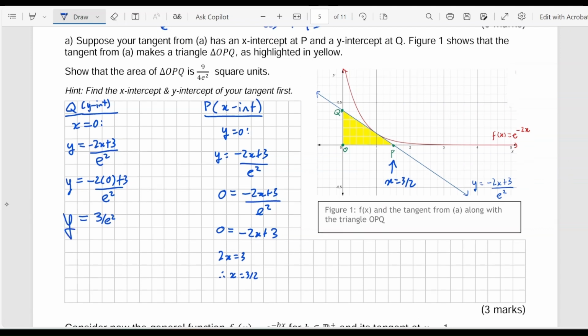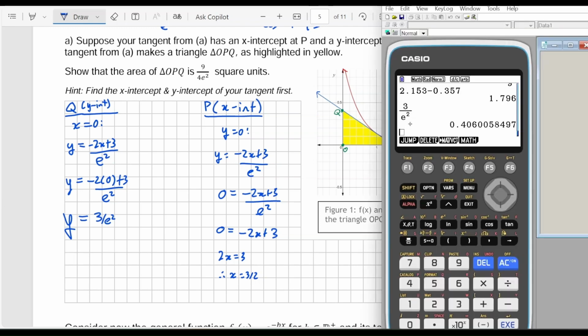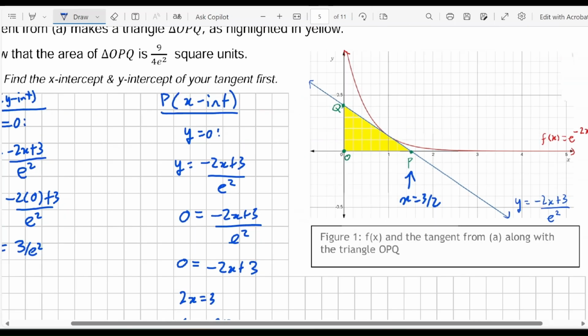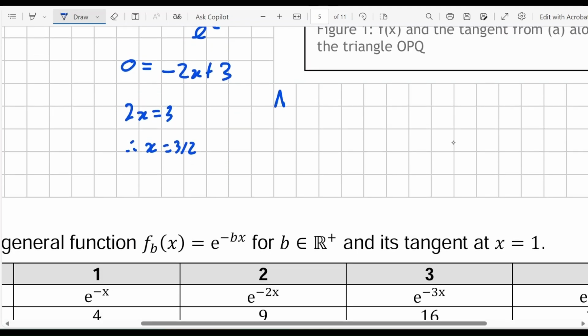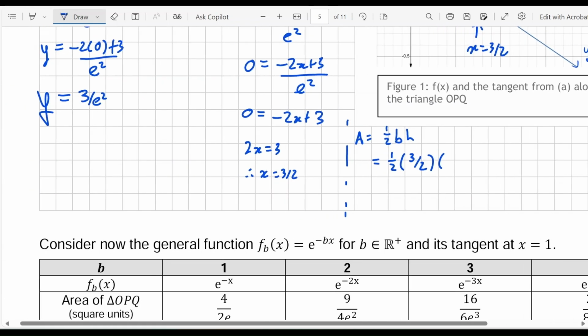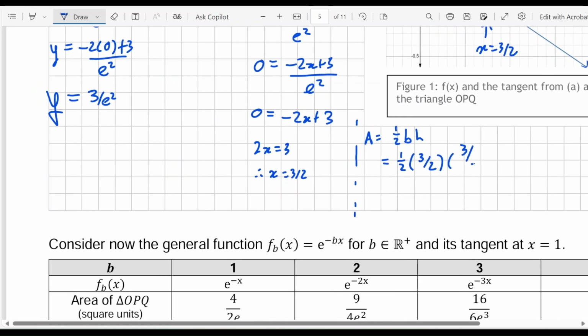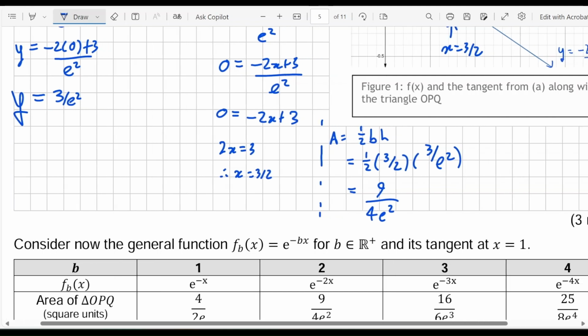And the y value we've claimed is 3 over e squared, and if you work that out approximately, you get 0.406, which does look to be where Q is. Now if we want the area of this triangle, it's half base times height. So that's going to be a half, our x value was 3 over 2 and our y value was 3 over e squared. Now if we just times the tops of all three fractions, you're going to get 9, and if we times the bottom, we're going to get 4e squared, as required. Cool.